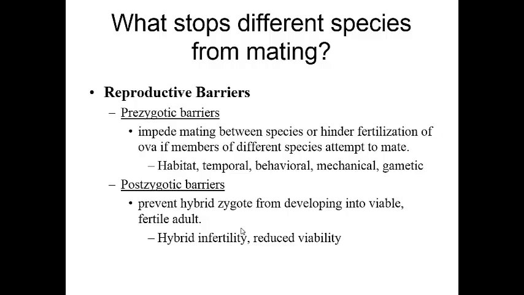Once new species are formed, reproductive barriers are going to prevent different species from being able to mate. The two major types of reproductive barriers are prezygotic barriers and postzygotic barriers. Prezygotic barriers prevent mating, or they prevent the formation of a zygote. Postzygotic barriers take place if two different species do mate with one another.